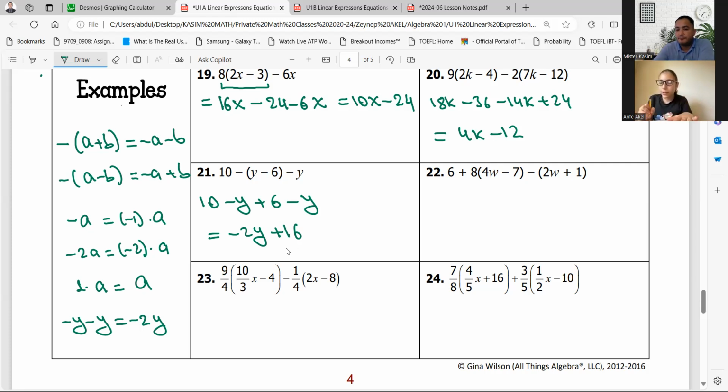So 6 plus 8. Okay, so here we have 6 plus 14. 8 times 4. Zainab, don't make that mistake. First, we do multiplication, right? We have to remove this and this, then we combine. What is 8 times 4?